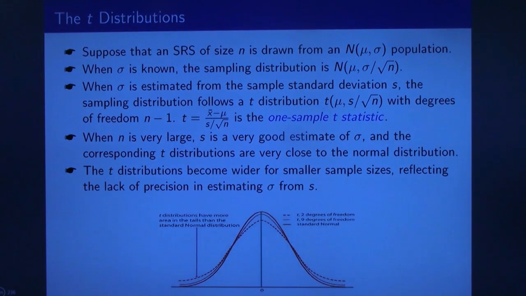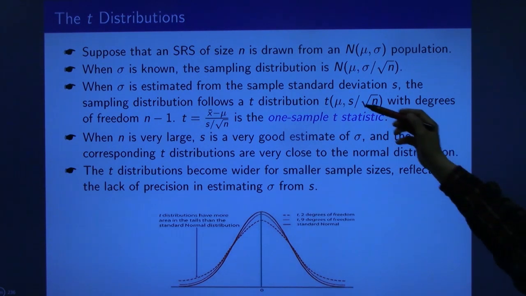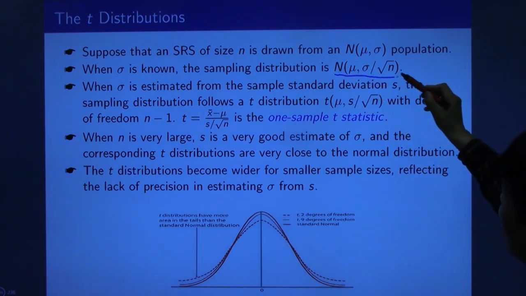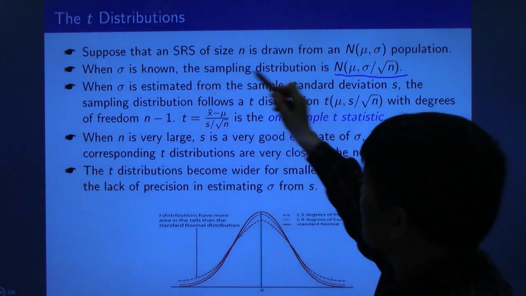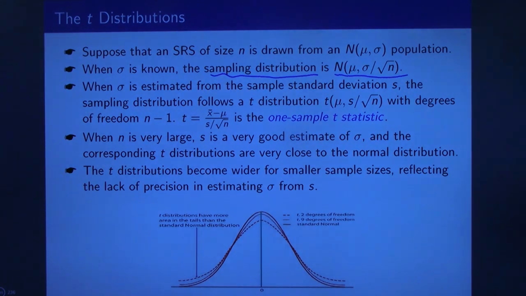Okay, here we discuss a new distribution. It's called the T distribution. This is very similar to a normal distribution. Suppose a simple random sample of size n is drawn from a population that satisfies a normal distribution, whose mean is mu and the standard deviation is sigma. If sigma is known, then from previous discussions we know the sampling distribution also satisfies a normal distribution with the same mean, and the standard deviation is reduced by a factor of square root of n. This is the sampling distribution, the major topic of last chapter.